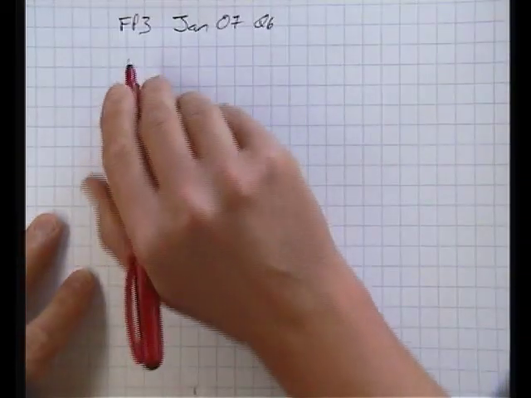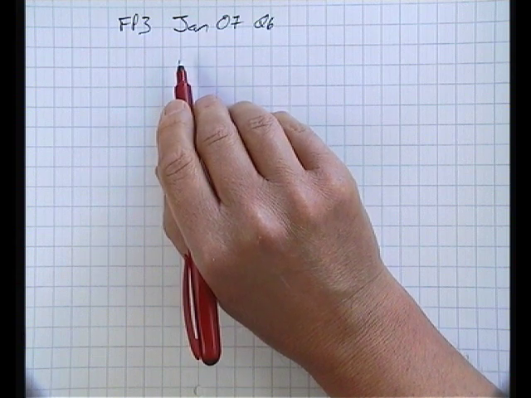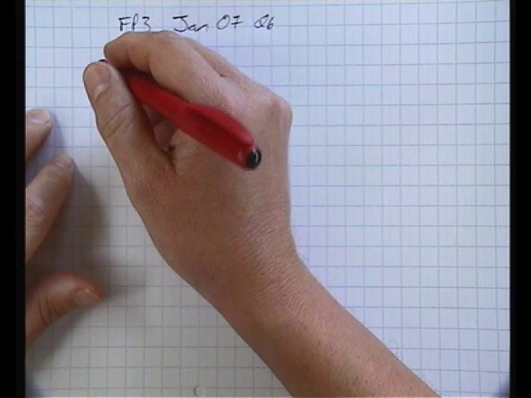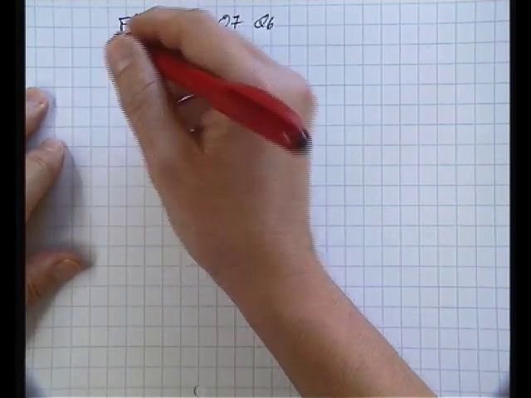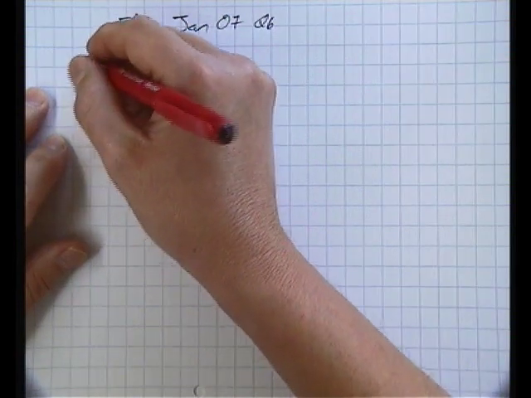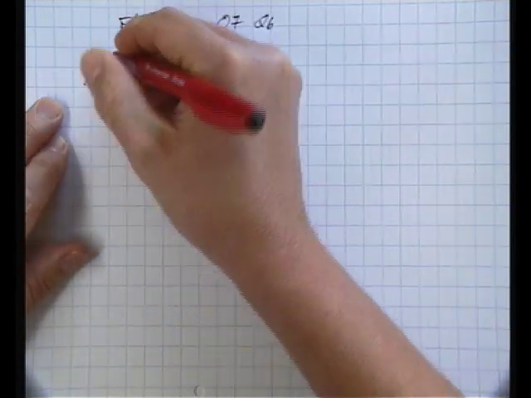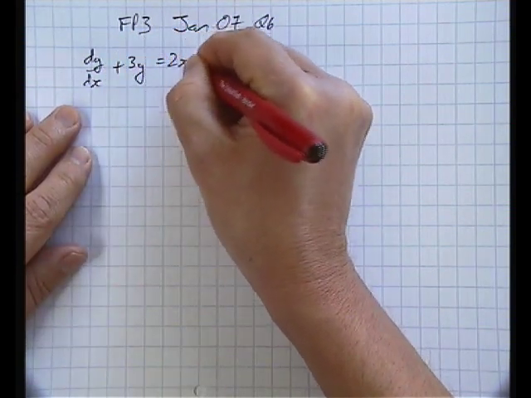This is a video of OCR FP3 January 2007 question 6, a differential equation question. Now the question asks us first to find the complementary function for the following differential equation. Now we've got dy/dx plus 3y equals 2x plus 1.